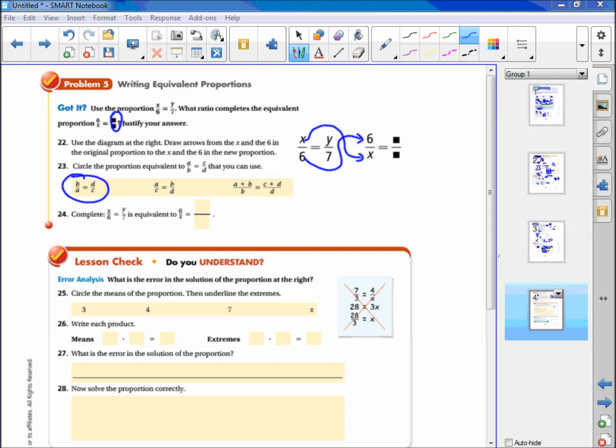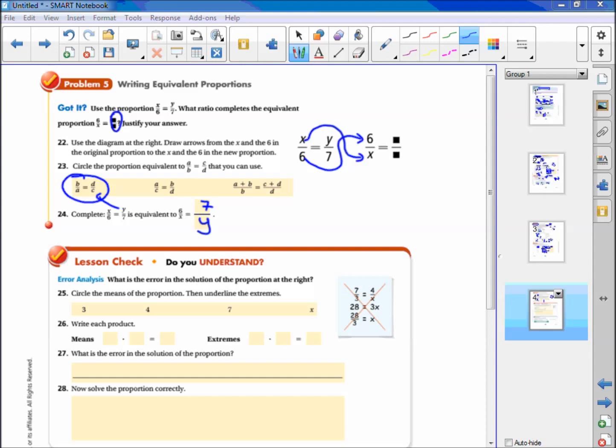Okay. So complete x over 6 is y over 7 is equivalent to 6 over x is the same as, well, if I flip one, I have to flip the other, so 7 over y. And that's what's happening in the original form, our property here. We flip the first one, a over b turns to b over a, so we flip the second one, c over d becomes d over c.